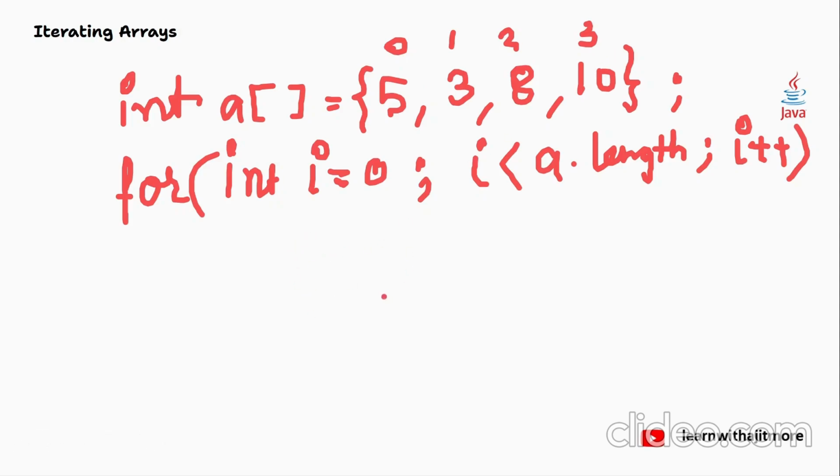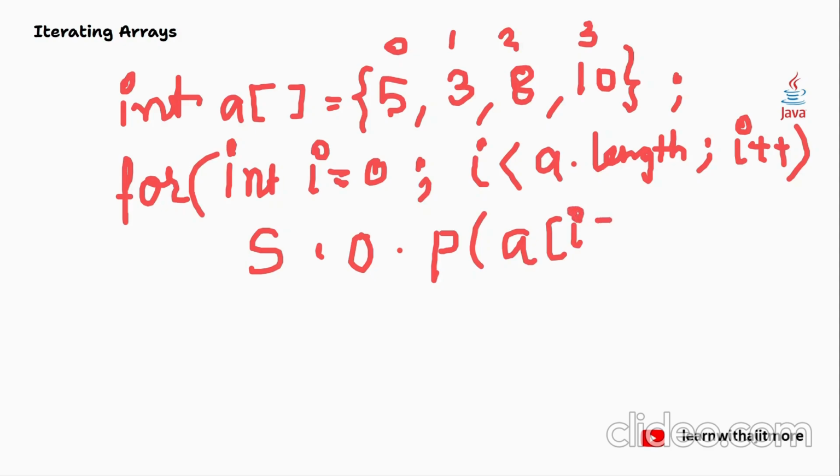So if you want to access it and print it, like if you want to print in SOP, System.out.println, you can directly write a of i, getting, in a square bracket. So first time i is 0, so a of 0 is 5. i plus plus. Next time i will become 1. Then a of 1 is 3. Then i becomes 2. a of 2 is 8. a of 3 is 10.